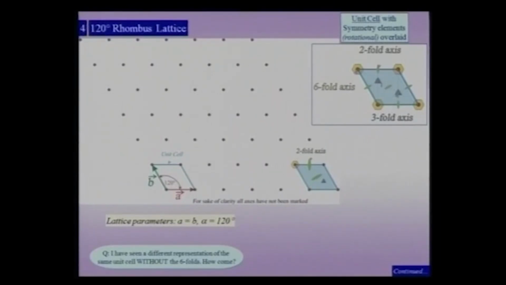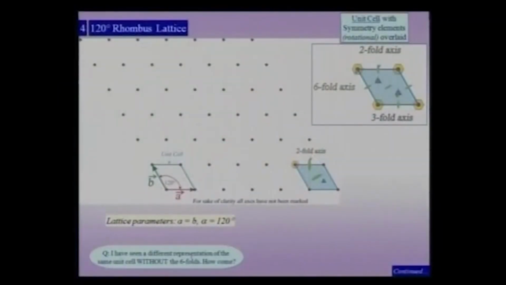One question which people who have read some textbooks might ask is that sometimes there is a representation of the same lattice without the six-folds. How is this possible? Clearly we can see from the lattice and from its symmetry that the lattice has a six-fold symmetry. Yes, there are additionally three-fold axes, but these three-fold axes are in addition to the six-fold and not at the expense of the six-fold. We will try to answer this question very soon.